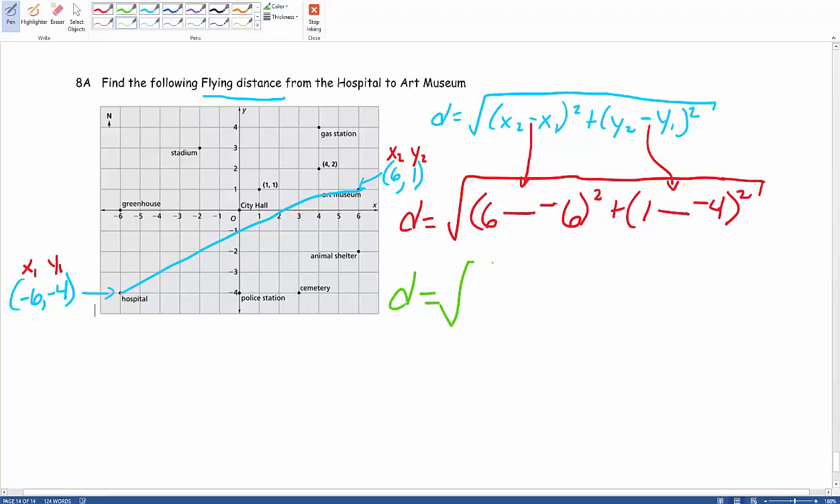Simplifying this down, we end up with the square root of 6. Really, if you're subtracting this negative, we would be ultimately adding those two together. So we end up with 6 plus 6, which is 12. And that 12 is being squared. Plus, this same thing is going to happen here. Really, we have 1 minus a -4. We are subtracting a negative, so ultimately we would be adding those two together. And end up with 1 plus 4, which gives us 5. And that is also being squared.